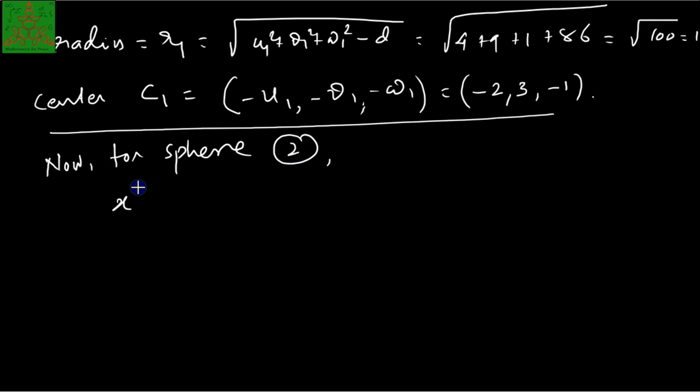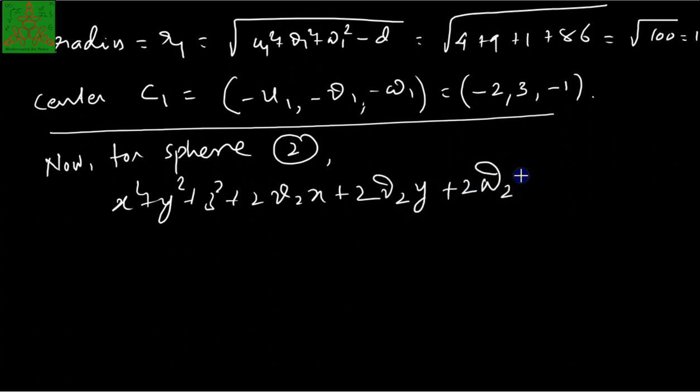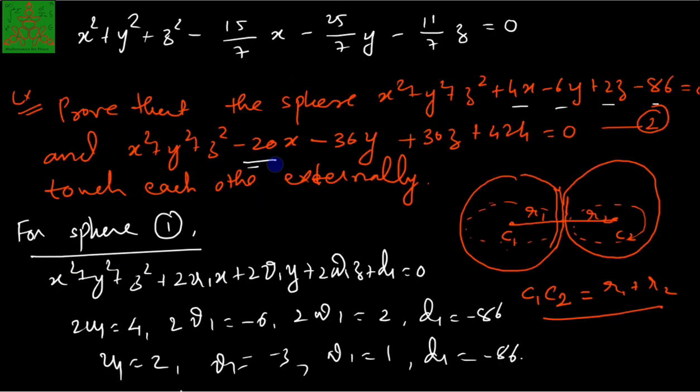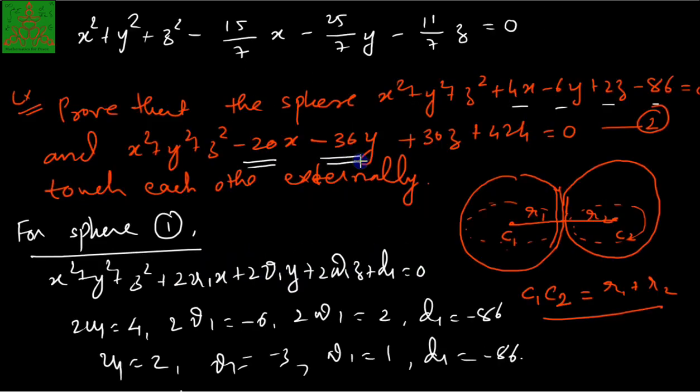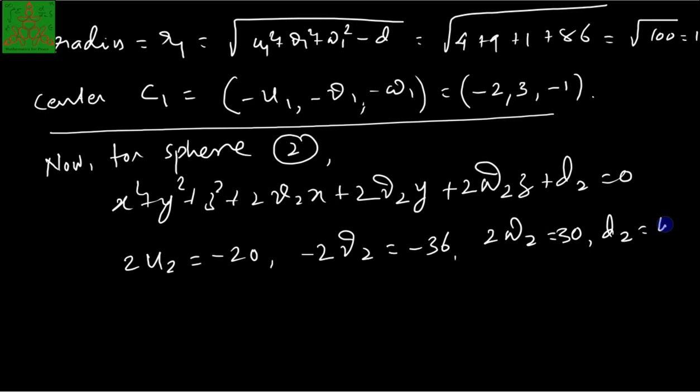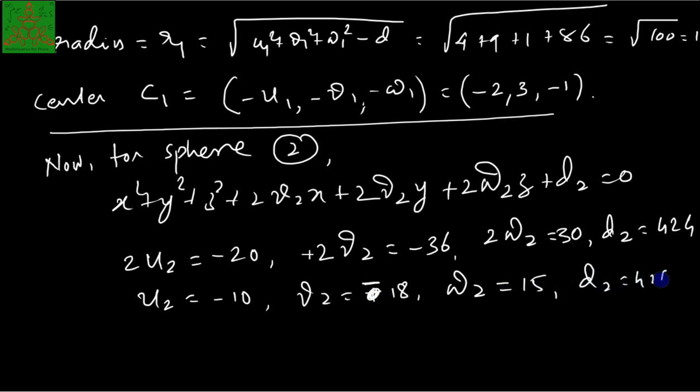So comparing the sphere 2 with x square plus y square plus z square plus 2u2x plus 2v2y plus 2w2z plus d2 equal to 0, to compare with this equation, 2u2 will be minus 20, so u2 will be minus 10. 2v2 will be minus 36, so v2 will be minus 18. 2w2 will be 30, so w2 is 15, and d2 is 424 that we already have.